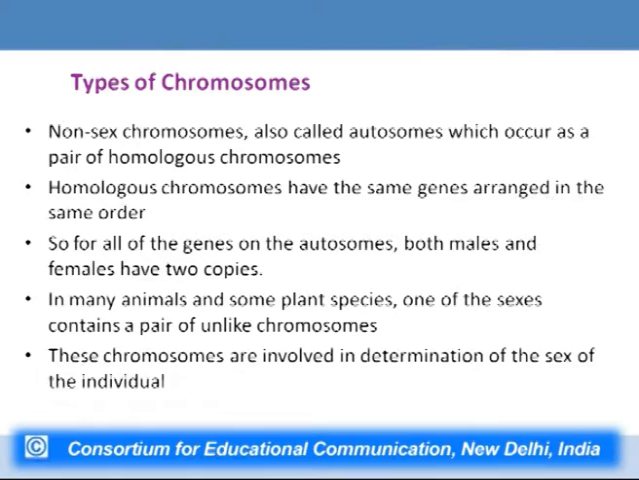However, the interesting part here is that in many animals and some plant species, one of the sexes contains a pair of unlike chromosomes. And these chromosomes are involved in determination of the sex of the individual. So, the chromosomes which carry genes which determine whether the individual is going to be a male or a female are known as sex chromosomes.